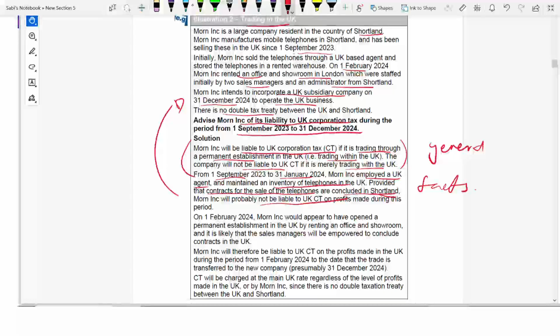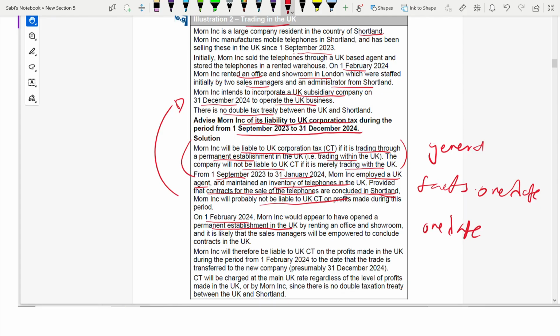But on 1st of February 2024, what do they do? They have opened a permanent establishment in the UK. See, this is one date. From this date to this date, they were this. Now from this date, they have changed their status. Earlier they were not liable to UK tax. Now they are liable to UK corporation tax.